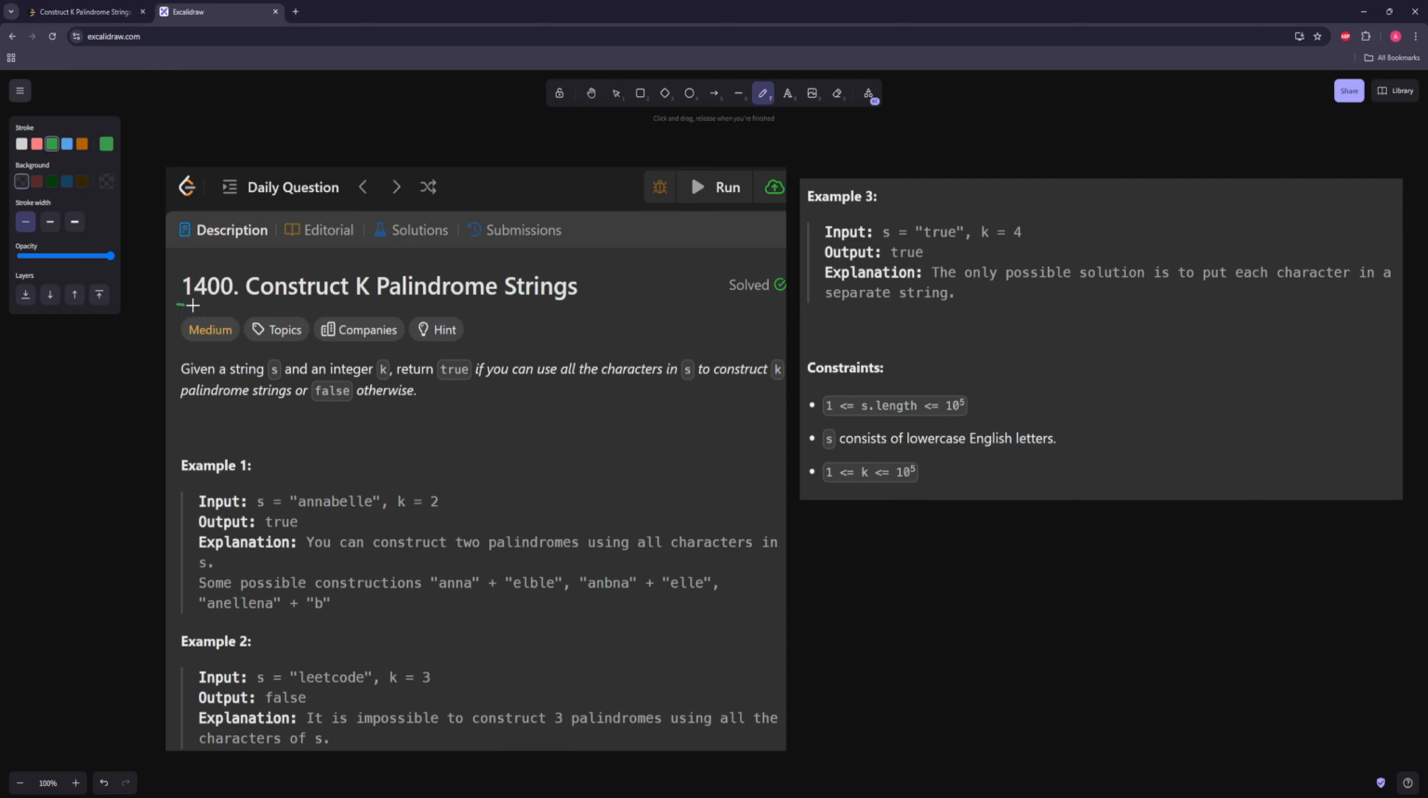In this video we're going to be working on construct k palindrome strings. In this one you're given a string s and an integer k, and you want to return true if you can rearrange the characters in s to make k palindromes. So in this first one you can rearrange like this or like this or like this. In the second one you can't, we'll talk about why. And in the third one you can basically have palindromes of length 1.